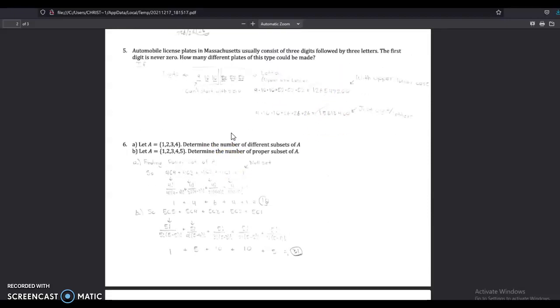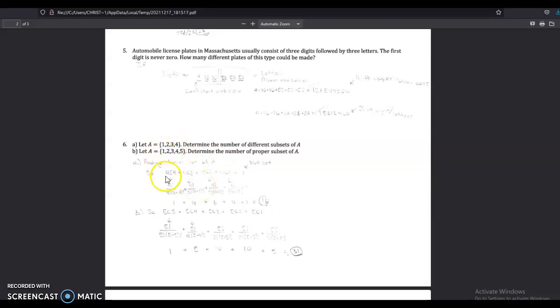Okay, for number 6. Let A be a set equal to 1, 2, 3, and 4. Determine the number of different subsets of A. So you're just finding the power set of A, basically, because the power set of A is just the different subsets of A. So for that, it's easy. You do basically a type of combination pattern.